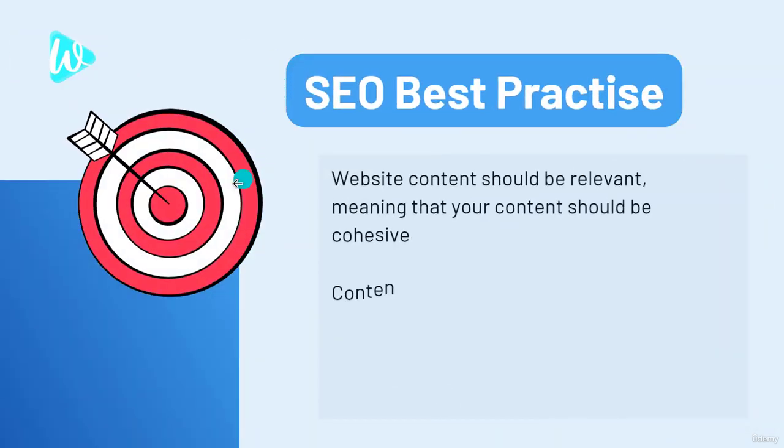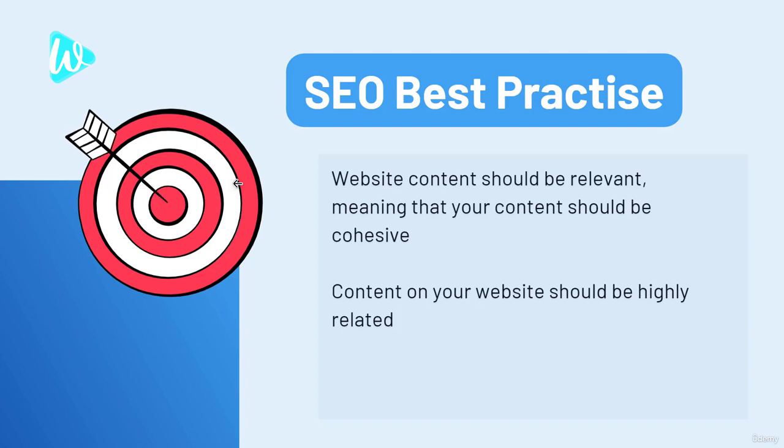Sorry for that. But website content should also be relevant, meaning that your content should be cohesive and content on your website should be highly related. So if you're trying to optimize for coffee, you should really be talking about coffee. That blog post should really be about coffee. It shouldn't just be optimized for the keyword, but without value.